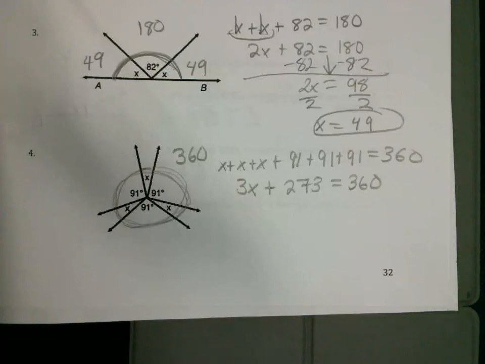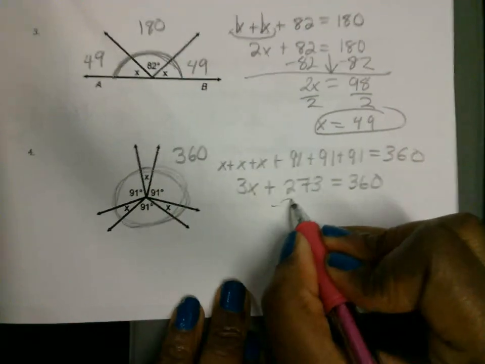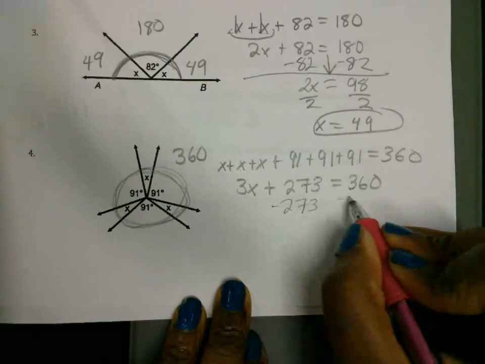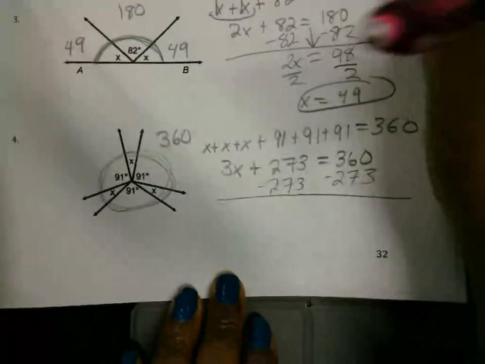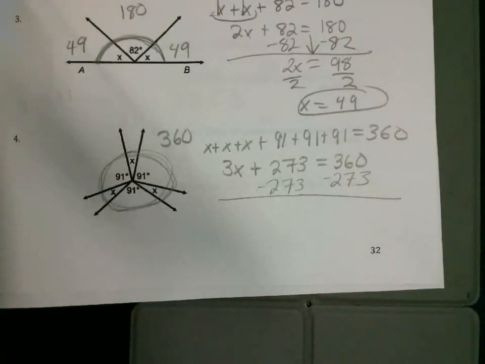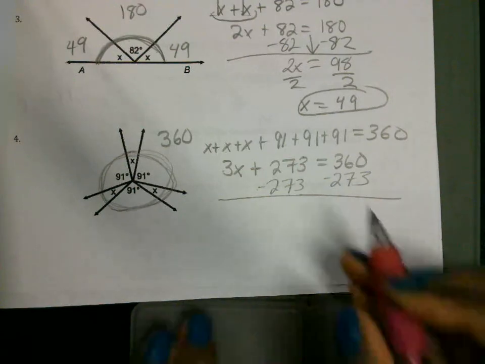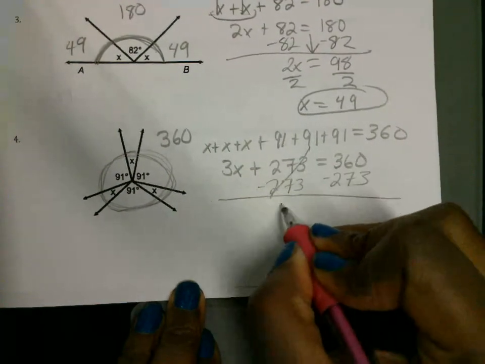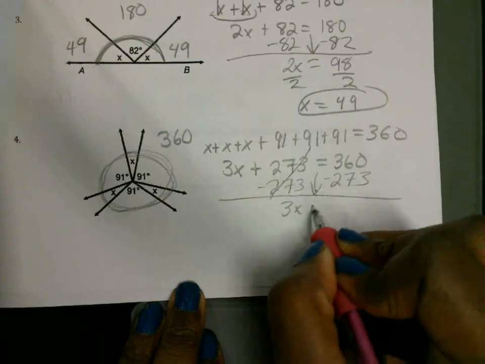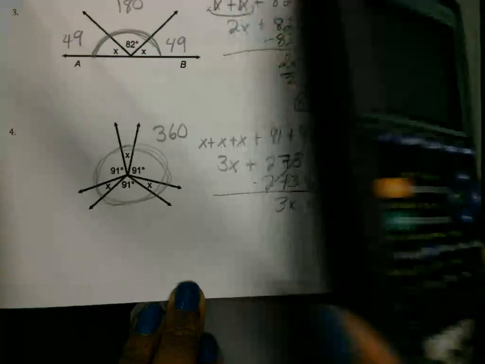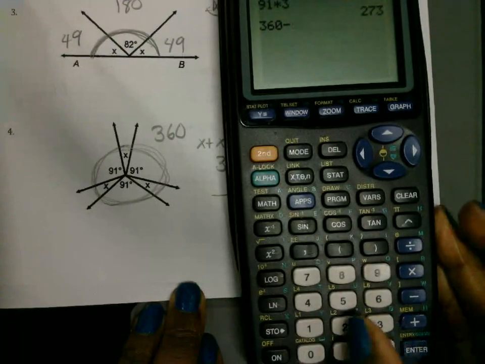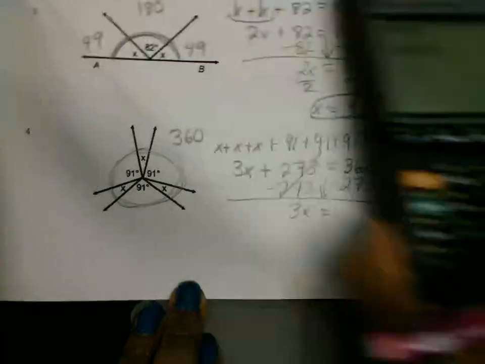All right, so now you're solving for x. What do you have to do to solve for x? Subtract 273 on both sides. So when we subtract, see if you can finish that up. All right, so this gives you 3x equals 360 minus 273.